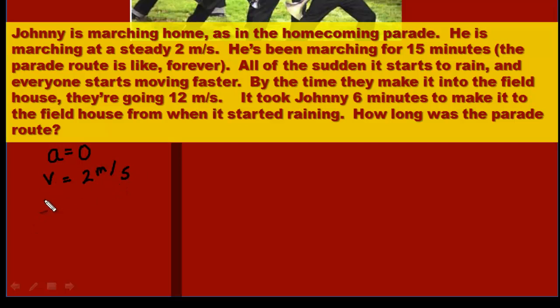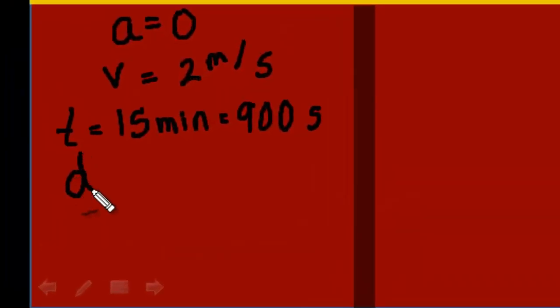And we have the time, and the time is 15 minutes. Of course, we immediately change those 15 minutes to seconds because we know we're going to need it. And then what are we hunting for? Well, we're hunting for how long was the parade route. So we want to know the entire parade route, but we have to get the distance for this particular section too. So we're going to have to find the distance here. And we call this distance 1 for the first part. Okay, that would mean this would be time 1 for the first part, and this would be velocity 1 for the first part.